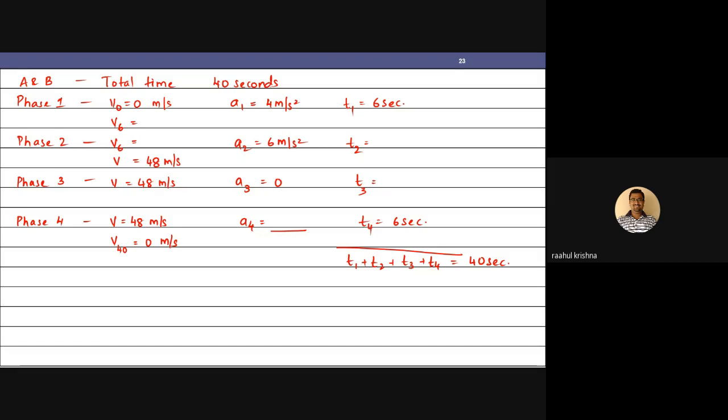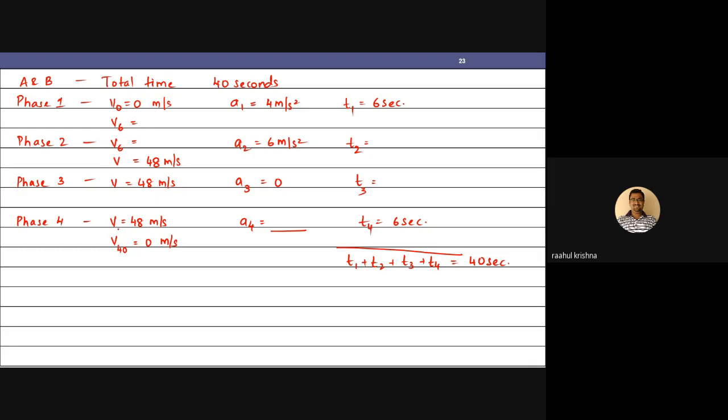Now what actually makes this question interesting? I have many regions where I do not know the velocity. I have one region where I do not know the acceleration, but that is easier to find out, because there I know the velocities. I know my change in velocity, and I know for how much time it is going to happen. So at the end of 40 seconds it is going to be at 0, and this deceleration is going to happen for 6 seconds.